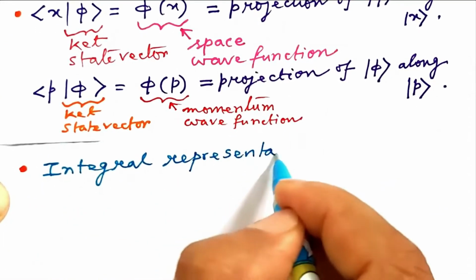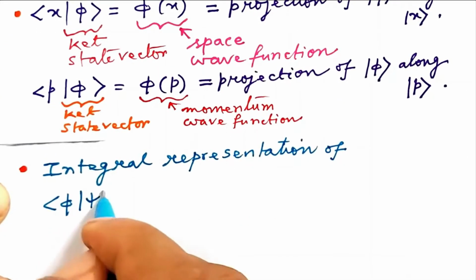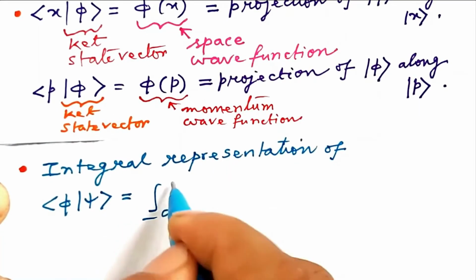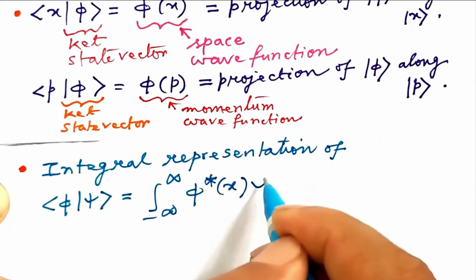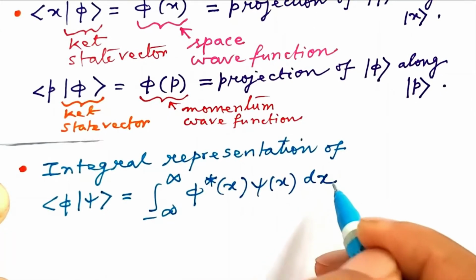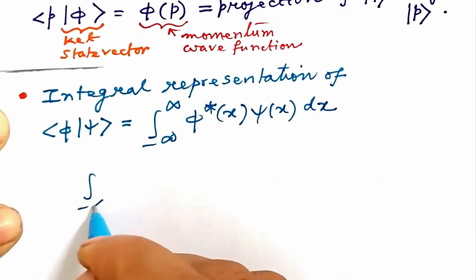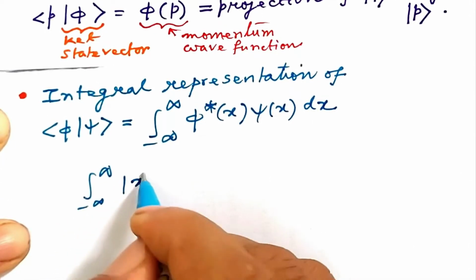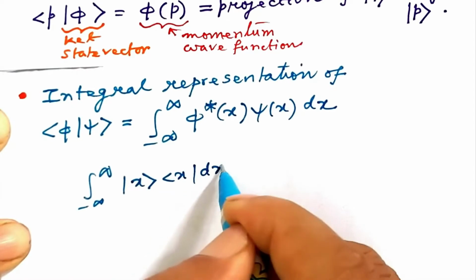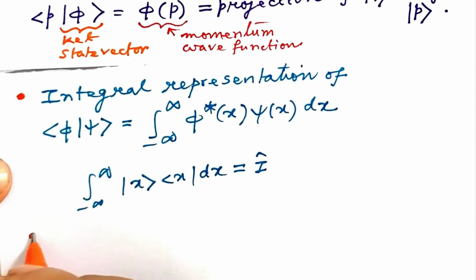The integral representation of bra phi ket psi is the integral from minus infinity to plus infinity phi star of x psi of x dx, and in the process we get the relation: the integration from minus infinity to plus infinity ket x bra x dx equals the unit operator I cap.